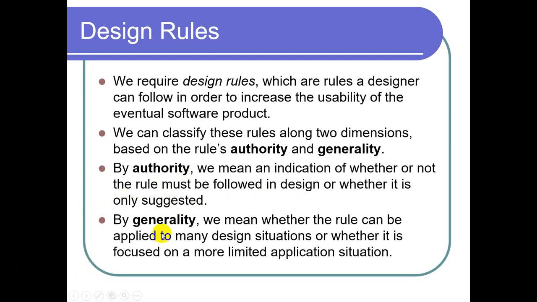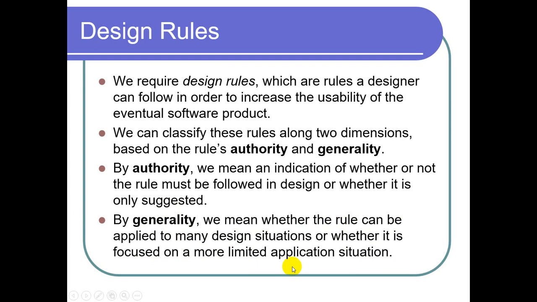The second point is generality. We mean whether the rule can be applied to many design situations. That is, it is more general, it is generic. For example, if I say a simple rule that your software must be user friendly, it is a very general term. It can be applied on a mobile app, on a web interface, on a desktop application, everywhere. So it is more generic. So by generality we mean whether the rule can be applied to many design situations or whether it is focused on a more limited application situation.